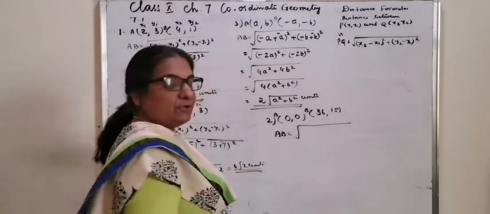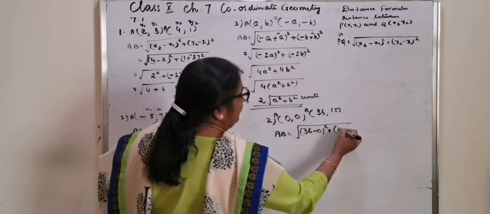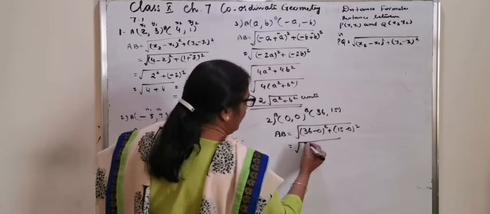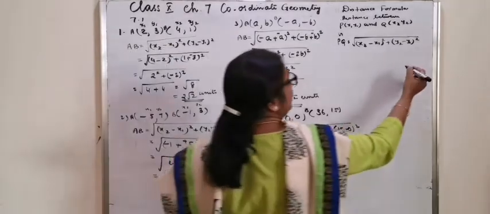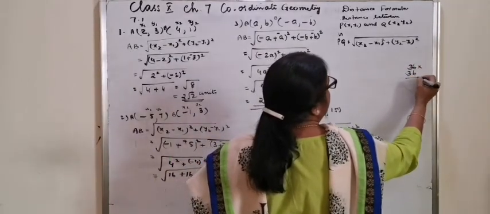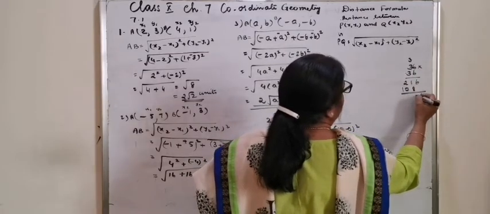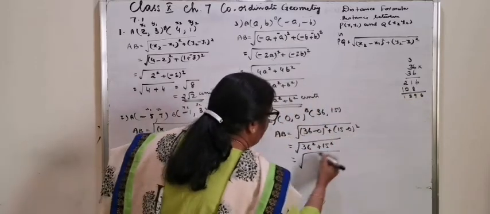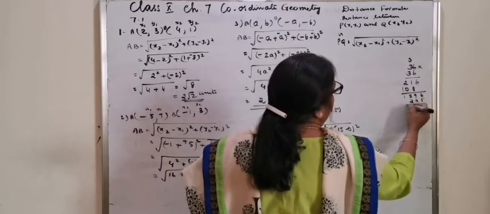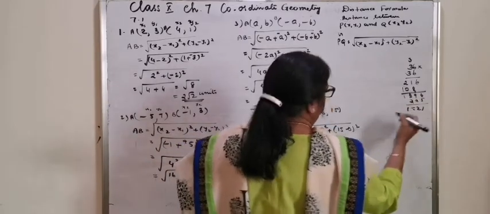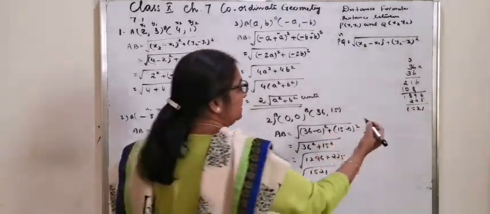Distance AB is equal to square root of (36 minus 0) the whole square plus (15 minus 0) the whole square, square root of 36 square plus 15 square. What is 36 square? 36 into 36. Square root of 1296 plus 225, square root of 1521. How to find out square root by long division method?